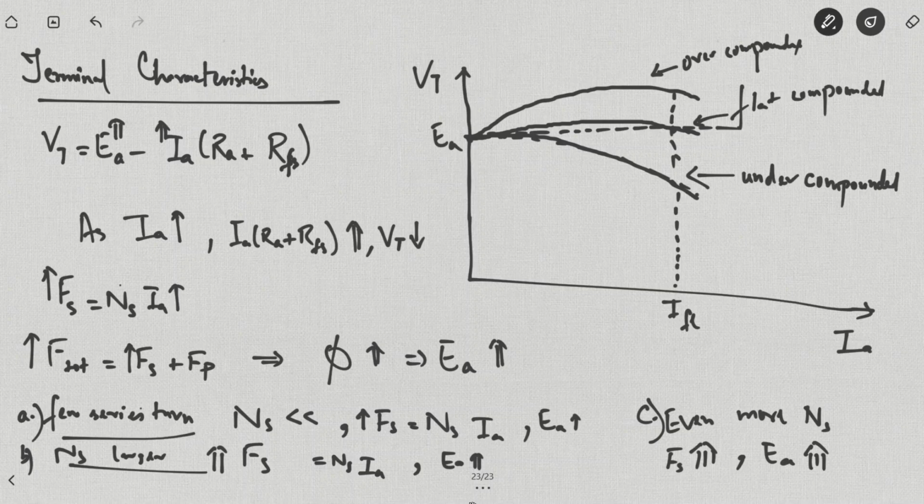So we have actually three cases here depending upon the number of turns of the coil. You can have a fewer number of turns, a moderately more number of turns, and a very large number of turns of series field windings. You will be getting different terminal voltage characteristics with respect to armature current.